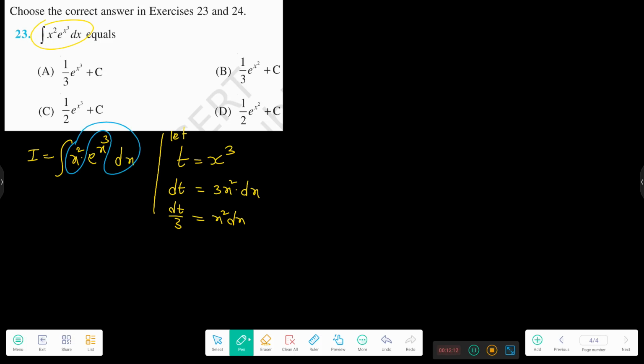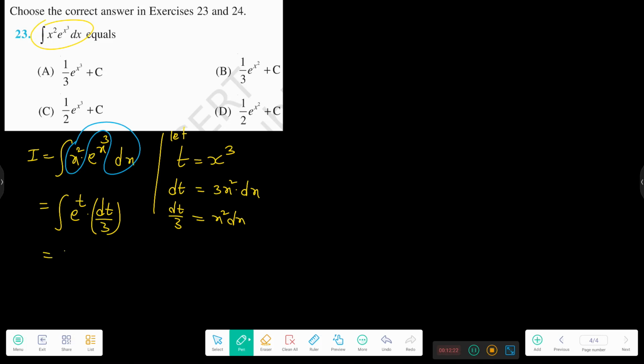If you take the derivative of x cube, it is 3 into x square, so the x square will automatically go. So what you do is take t equal to x cube. When you differentiate, dt equals 3x square dx. So dt divided by 3 equals x square into dx. So this x square with dx we can write as dt by 3, and integral e power x cube we can write as e power t into dt divided by 3.